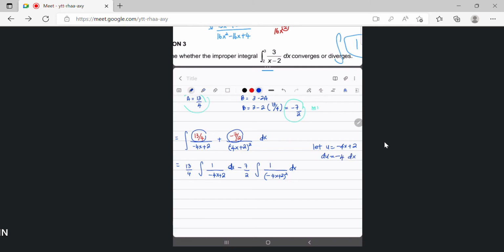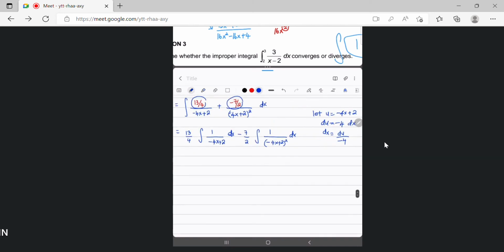So kat sini ada dx. Ini yang normal substitution tau. So dx will equal to du over negative 4. So dapat yang ini dan kita akan masukkan balik dalam kita punya function. So 1 over u, so our dx must be equal to du over negative 4. So imagine that kalau kita tak buat let u, you akan missing the du over negative 4 kan. Sebab tu ramai yang salah dekat sini.